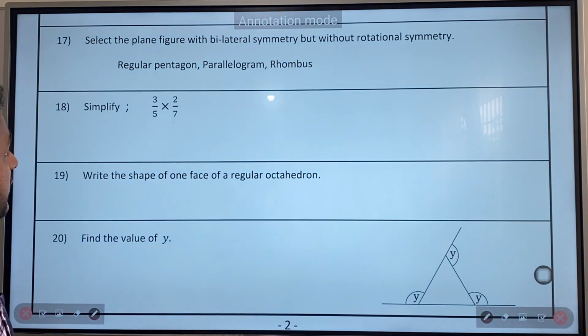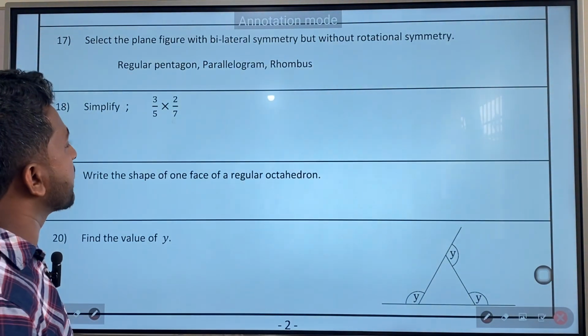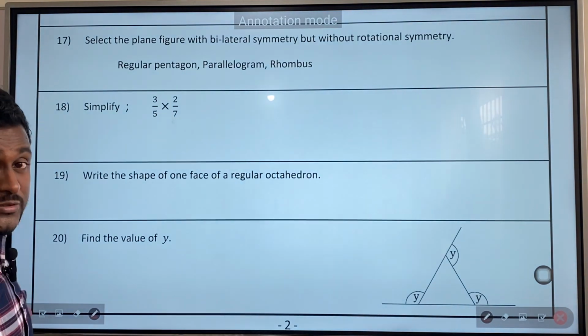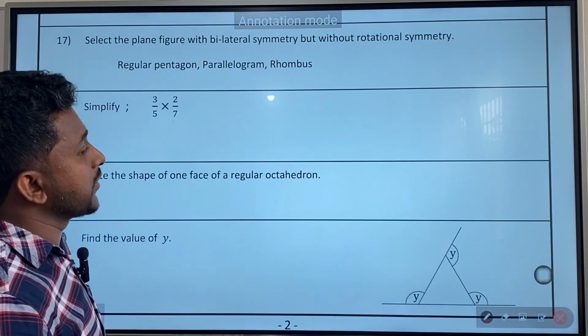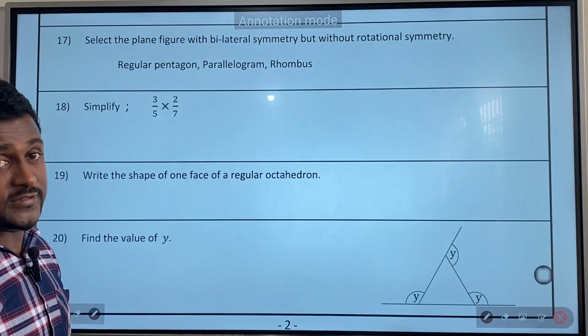Parallelogram has no bilateral symmetry, but it has rotational symmetry. The order of the rotational symmetry is 2. Rhombus has bilateral symmetry as well as rotational symmetry.